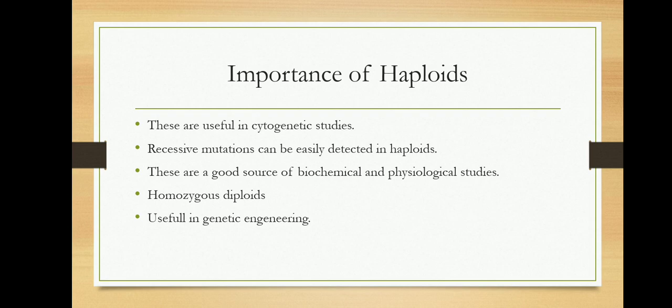The example of a self-incompatible plant is rye. And also the haploid plants are useful in genetic engineering. In genetic engineering, the haploid plants can be successfully used for gene transfer. And the haploid tissue of Lycopersicum has been used for the transfer and expression of 3 genes from Escherichia coli. These are the main importance of haploids.